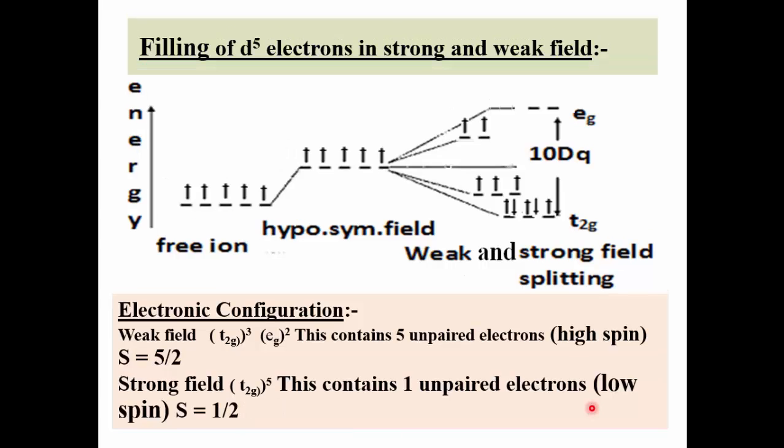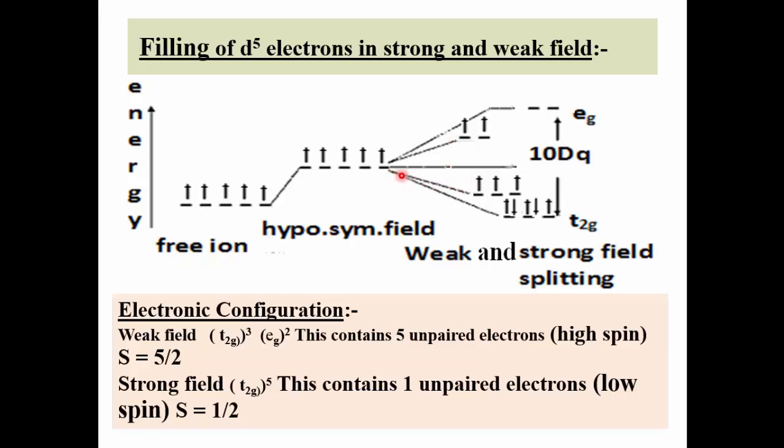Then see d5 electrons. For d5 electrons, what happens? In strong and weak field, there is a difference in the filling of electrons. Let us start. The free metal ion consists of 5 electrons: 1, 2, 3, 4, 5. In a hypothetical symmetrical field, the positions of the electrons remain the same. So the d orbital contains 5 unpaired electrons, and now in the octahedral field there are two cases: this is the weak field splitting, this is the strong field splitting. Here the 10 dq value is high, here the 10 dq value is low.